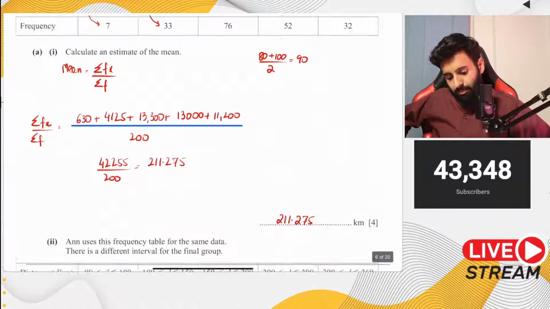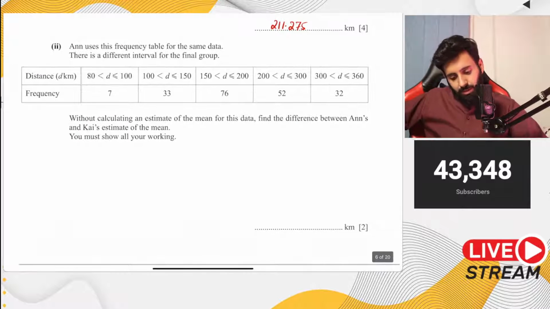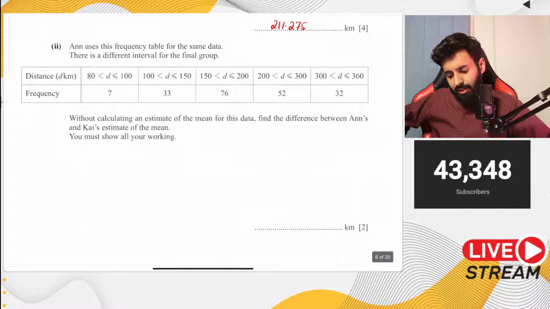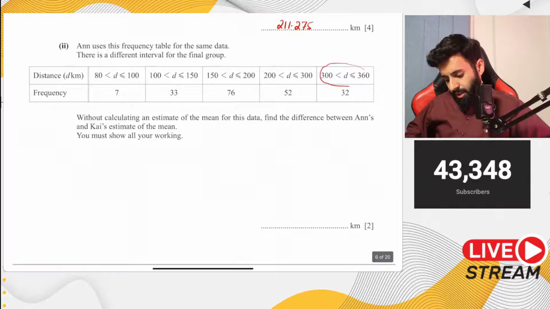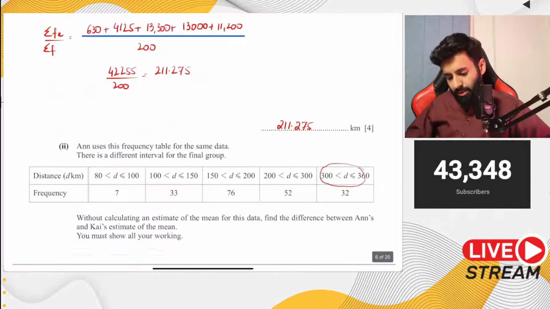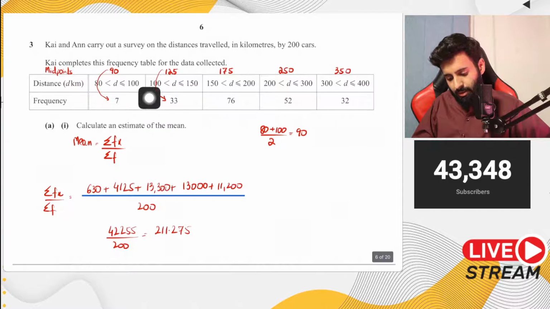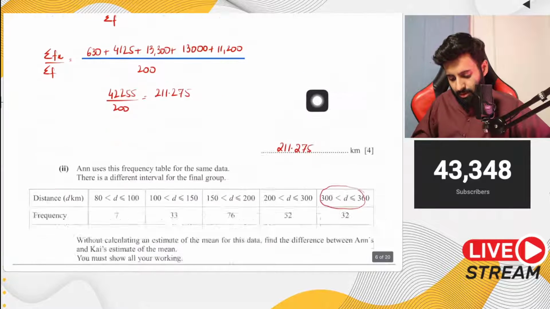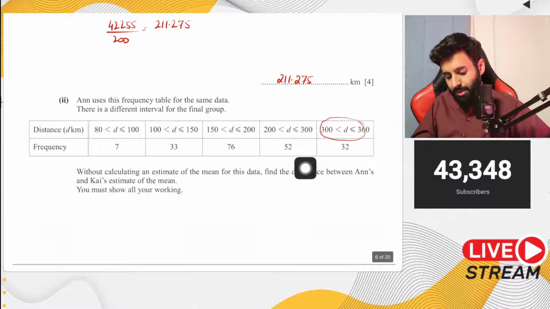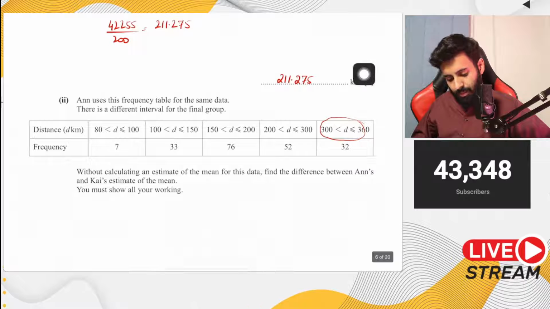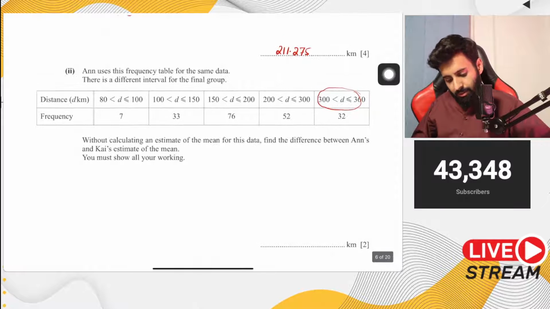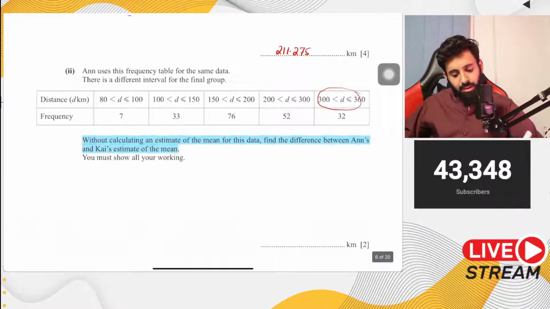Now part 2. Part 2 says A uses this frequency table for the same data. There is a different interval for the final group. Previously it was 300 to 400. Notice that everything else is the same. 80, 100, 100, 150, 150, 200, 200, 300. The same. The frequencies are also all the same. 7, 33, 76, 52, 32. Without calculating an estimate of the mean, find the difference between A's and K's estimate of the mean.